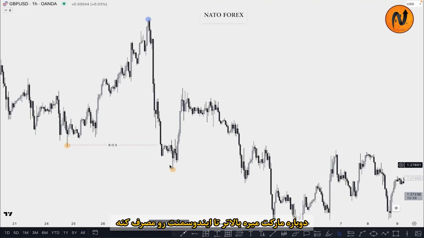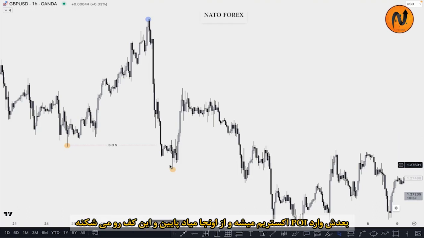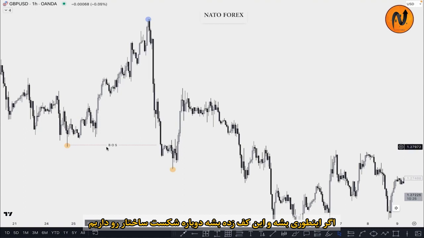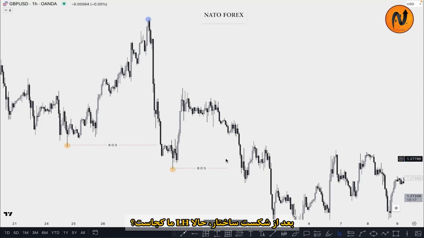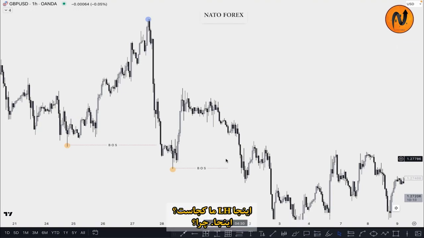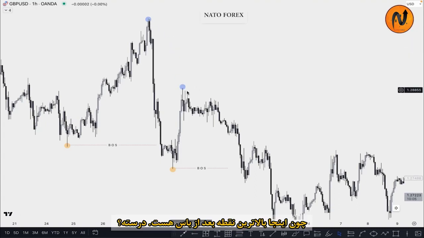Again, the market tries to push upside to take out the inducement and tap on your extreme POI, and then again the market pushes downside and breaks this low. If the market again breaks this low, this one is also called a break of structure, because the market continues pushing downside. After this break of structure, where is our lower high? Because a lower high is only confirmed when the market creates a break of structure, right? So in this case, where is our lower high? This point. Why? Because this is our highest point after breaking this one in this line, right? So right now the structure looks like this.